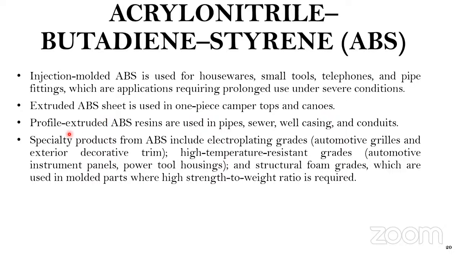Some specialty products from ABS include electroplating grades, used for automobile grills and exterior decorative trims. High temperature resistant grades are used for automotive industry instrument panels and power tool housings. And structural foam grades are used in molded parts where a higher strength to weight ratio is required.